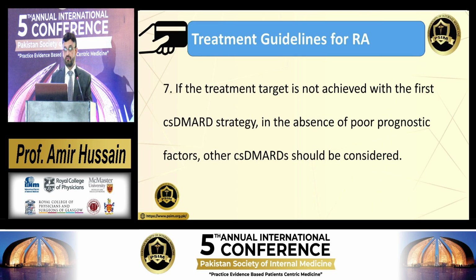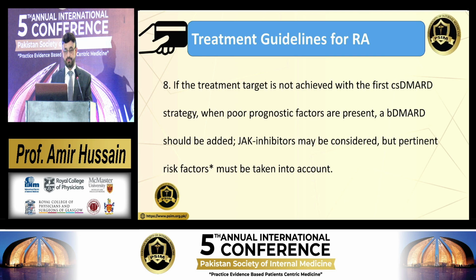If the treatment target is not achieved with the first conventional DMARD, then what to do? In the absence of poor prognostic factors, other conventional DMARDs can be added, like you can add sulfasalazine and hydroxychloroquine to methotrexate if there are no poor prognostic markers.